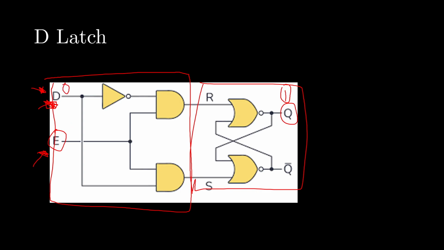If D becomes a 0, then Q will be 0 and not Q will be 1. And the purpose of this enable is that as long as the enable is on, then you can change the state of the latch. But if the enable is not on, let's say the enable gives a 0, then these two AND gates will always give an output of 0. So nothing on this SR latch side does anything. So you can only change state when the enable is on.